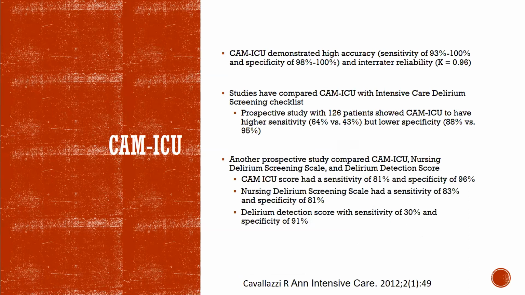There have been studies that have compared CAM-ICU with your ICDSC checklist. There was a prospective study done that looked at a little over 100 patients, and they found CAM-ICU to have a little bit higher sensitivity, so 60 versus 40%, but lower specificity. There was another study that compared 3 of these different detection scores, and CAM-ICU tended to have, again, a pretty good sensitivity of 80%, a higher specificity of 96%, compared to some of these other tools. You can see the delirium detection score did kind of poorly in terms of sensitivity in this study.